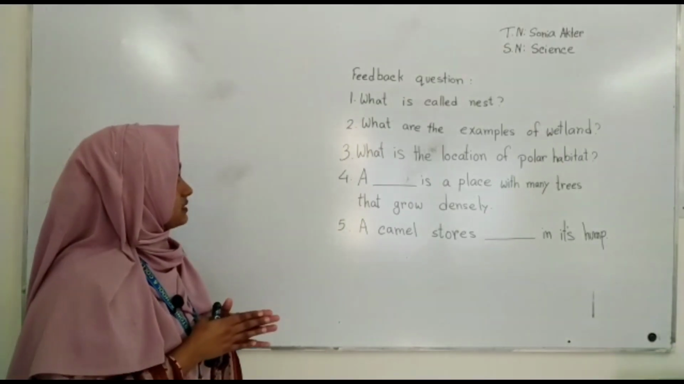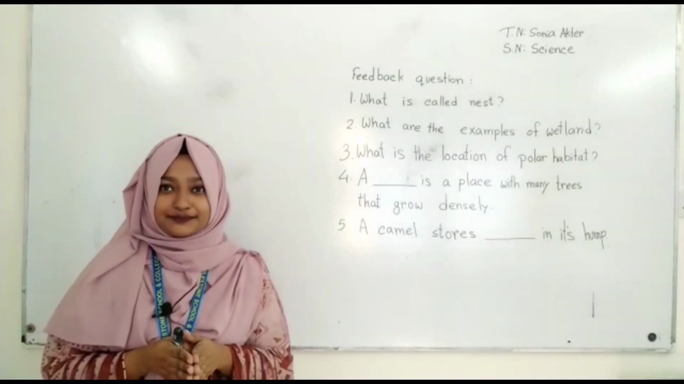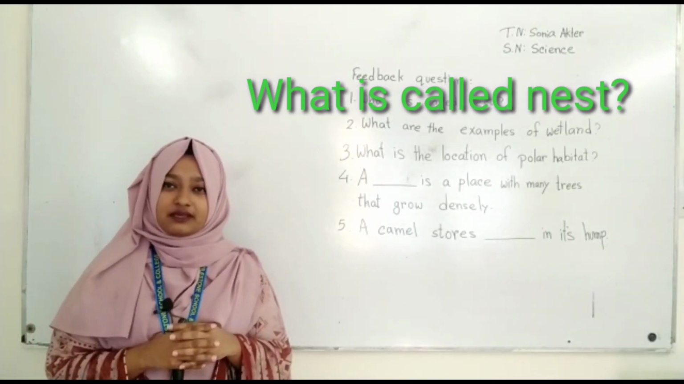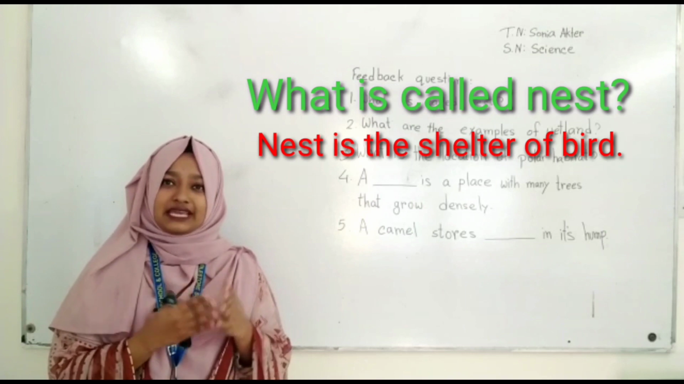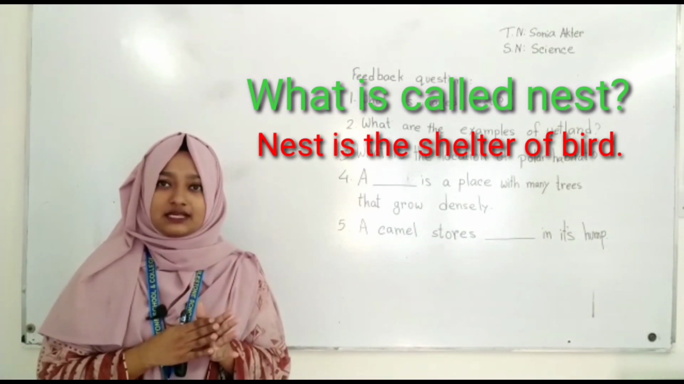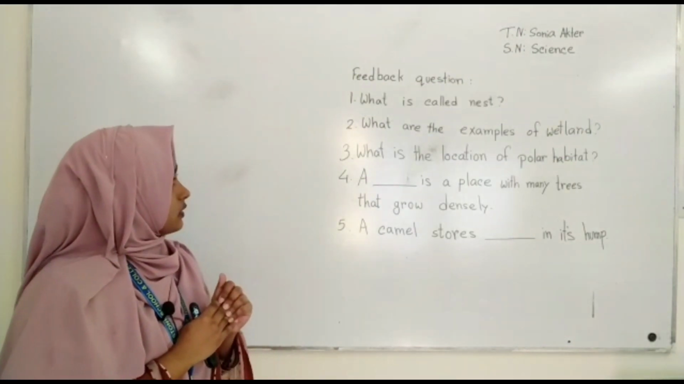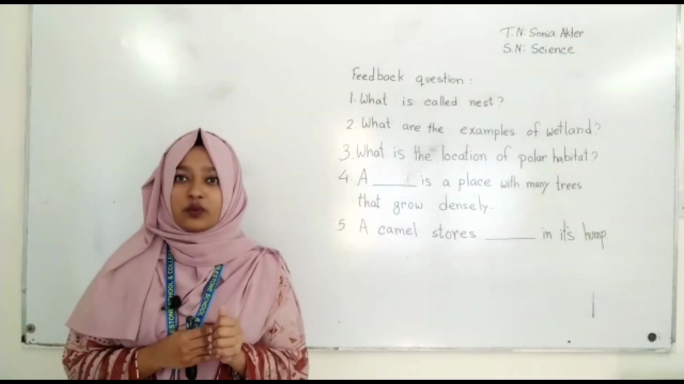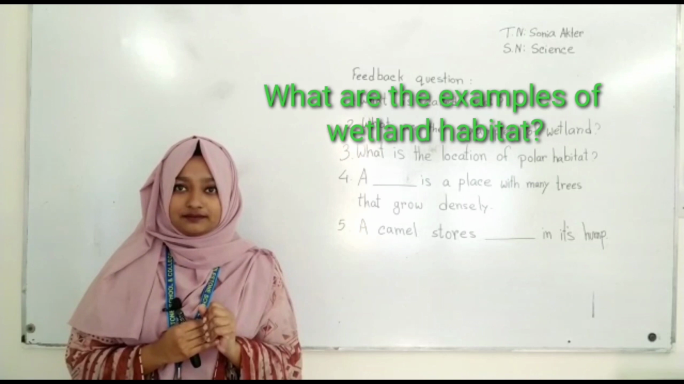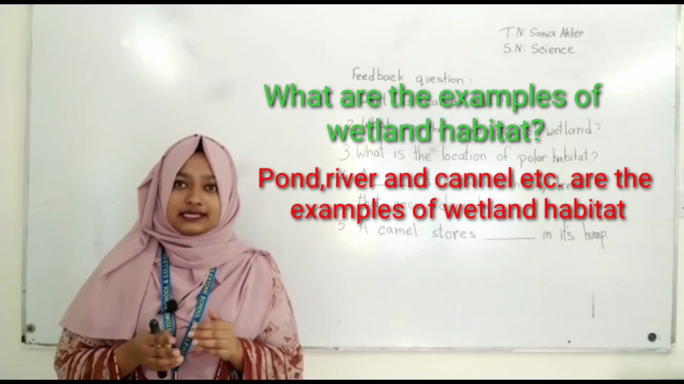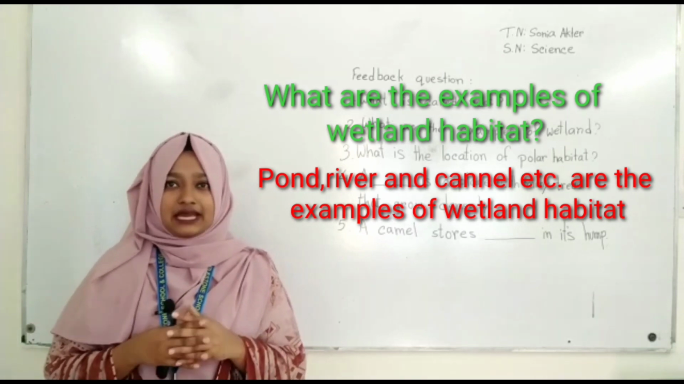The first question is, what is called a nest? The answer will be, a nest is one of the examples of shelter. A nest is the shelter of a bird. The second question is, what are the examples of wetland habitat? The examples are pond and river.